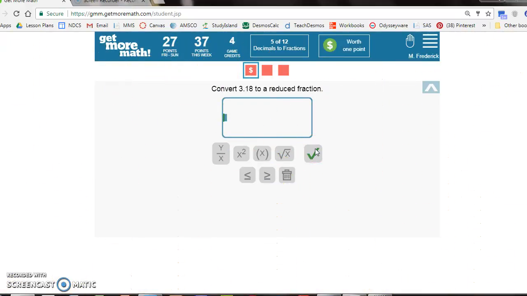Convert 3.18 to a reduced fraction. Again, we have a whole number part here, so we'll have 3 and 18 hundredths. We can simplify these fractions. 18 and 100 are both divisible by 2. 18 divided by 2 is 9. 100 divided by 2 is 50. So this simplifies to 3 9/50.